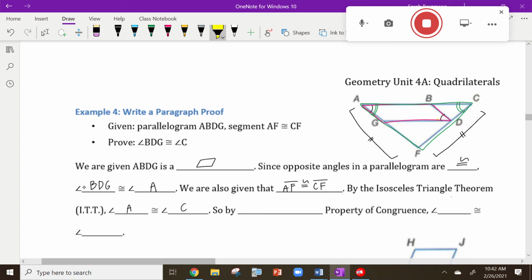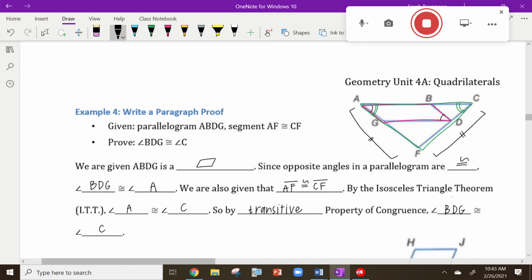Now pay attention closely to what we have. We have BDG is congruent to angle A, and angle A is congruent to angle C. Look also at what we're trying to get. Angle BDG is congruent to angle C. Notice that we have that here, and we have angle A matching up in the middle. So we can use the transitive property of congruence to say our answer, angle BDG is congruent to angle C.